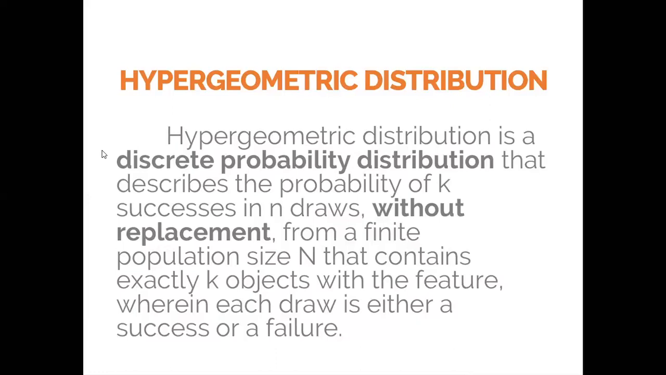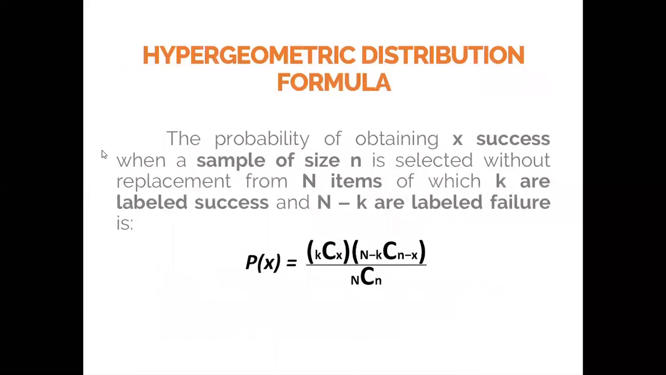Hypergeometric distribution is also from a finite population size n that contains exactly k objects with a feature wherein each draw is either success or failure. So, the same as binomial experiment, two outcomes lang yung kinukuha natin, no? So, it's either success or failure. And then, the probability of obtaining X successes when sample size n is selected without replacement from N items of which k are labeled success and N minus k are labeled failure is given as this formula. So ito din yung hypergeometric distribution formula.